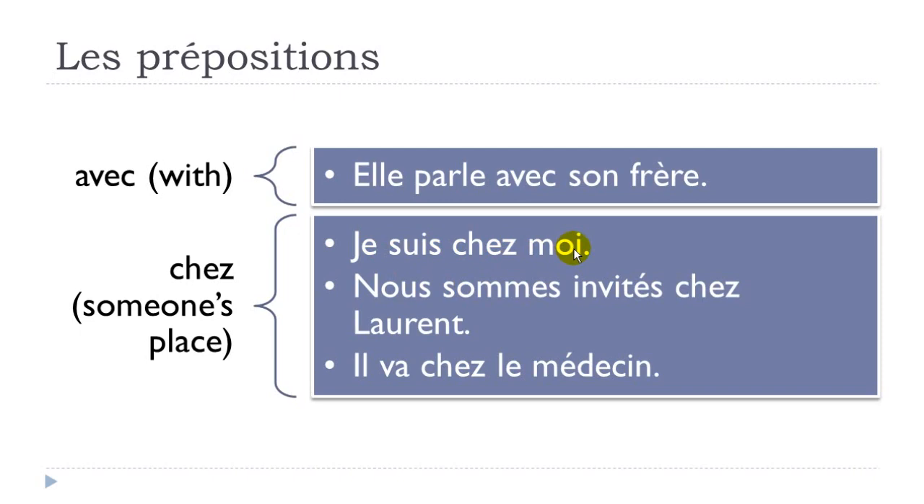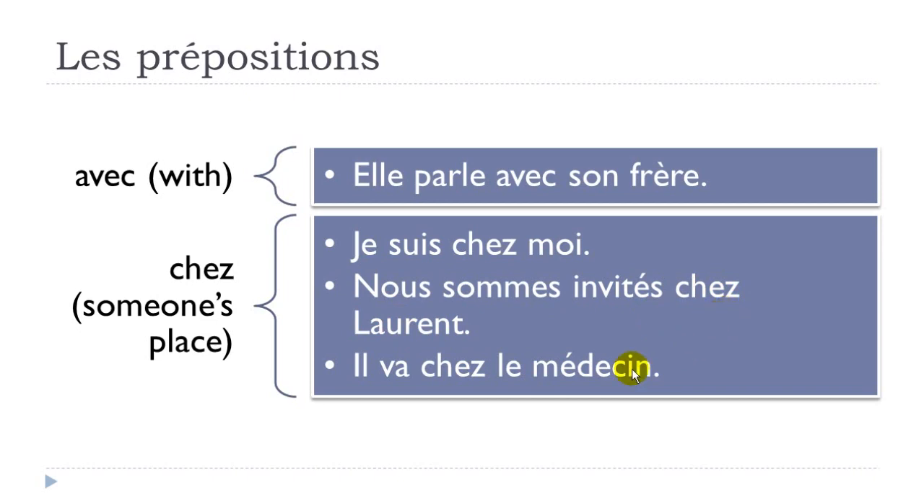Okay, if you want to introduce this chez and then use the name of someone, it's possible, like here. Nous sommes invités chez Laurent. Okay, so we are invited at Laurent's place, if you want to translate it directly. So that's the way we will use it if we've got a name and we want to introduce the fact that it's at the place of this person, then it's chez.